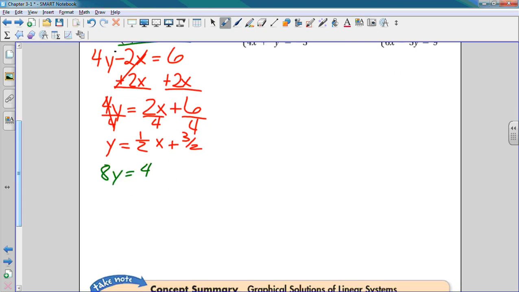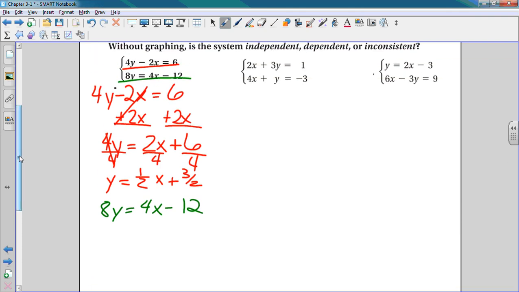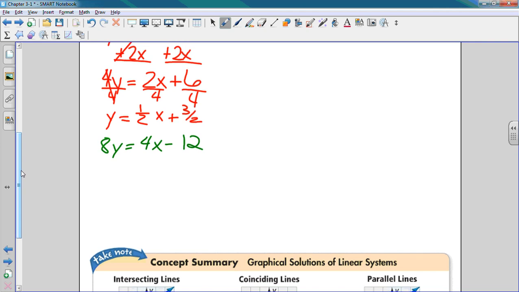8y equals 4x minus 12. How do I solve this one? How do you get 6? I divided everything by 4. I had 2x plus 6 right here. I can't add them together because one's an x, one's just a number. You can't add things that aren't like terms. Does that make sense? Only like terms you can add together.